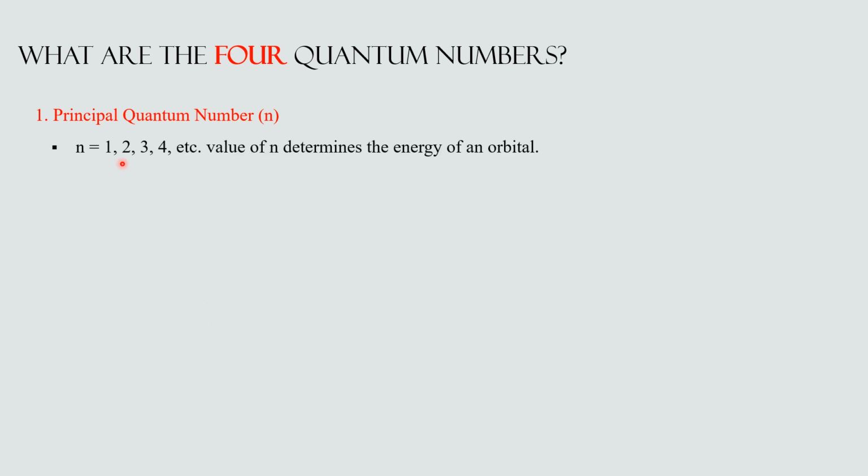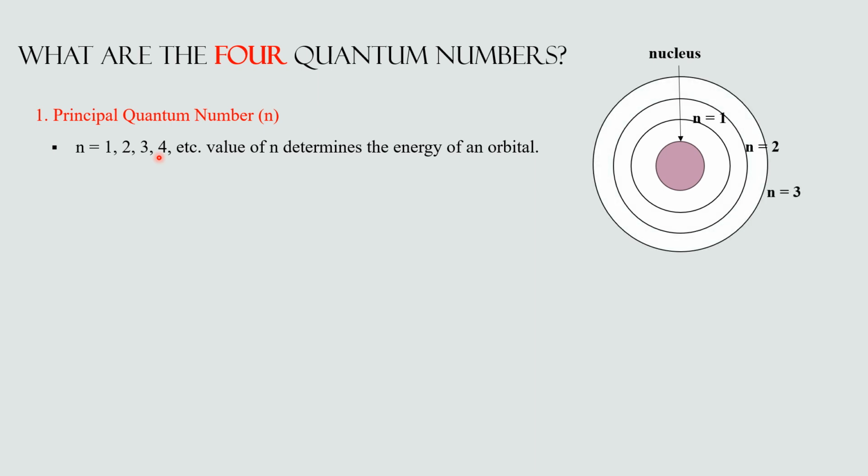Principal quantum number values can be any integer starting from 1, 2, 3, 4 and so on. That determines the energy of the orbital. This is the structure of the atom, nucleus in the center, and then n is equal to 1, n is equal to 2, n is equal to 3 and so on.